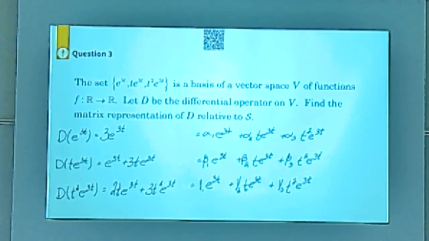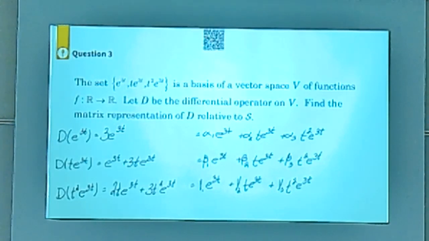Do coefficient comparison. Do you see a t e to the 3t? Is it 3-2? It's 0. Derivative of e to the 3t was 3e to the 3t, right? Is there a t e to the 3t in that derivative? No, so alpha 2 has to be 0.